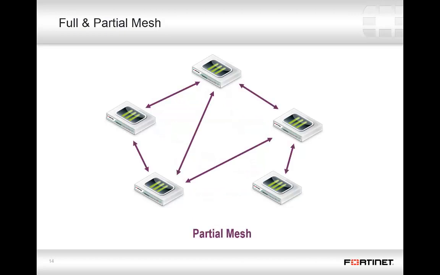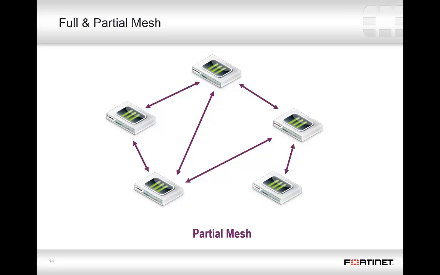Partial mesh attempts to compromise between the 2 advantages and disadvantages, minimizing required resources but also keeping latency to reasonable levels. Partial mesh can be appropriate if communication is not required between every location. However, notice that each FortiGate's configuration is still much more complex than hub and spoke. Routing especially may require extensive planning.